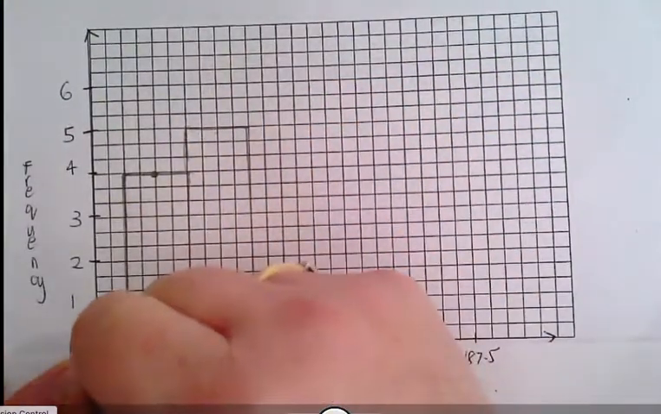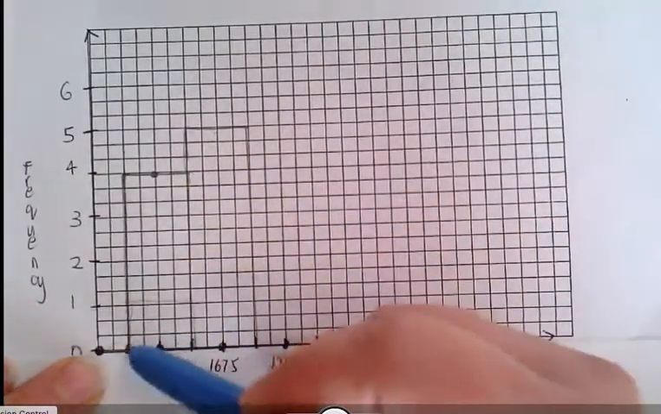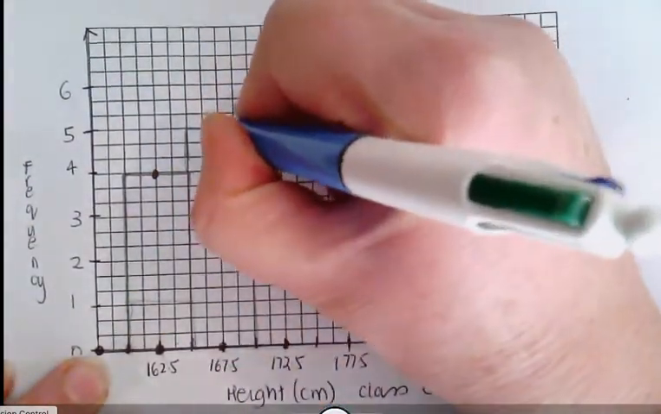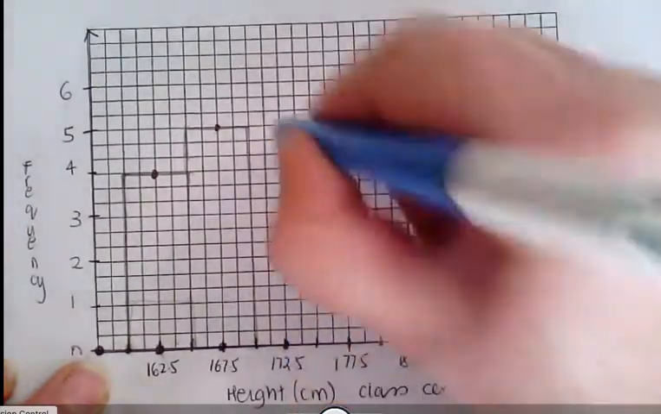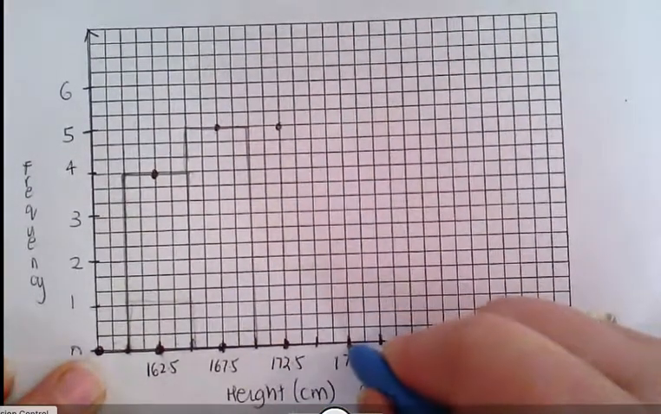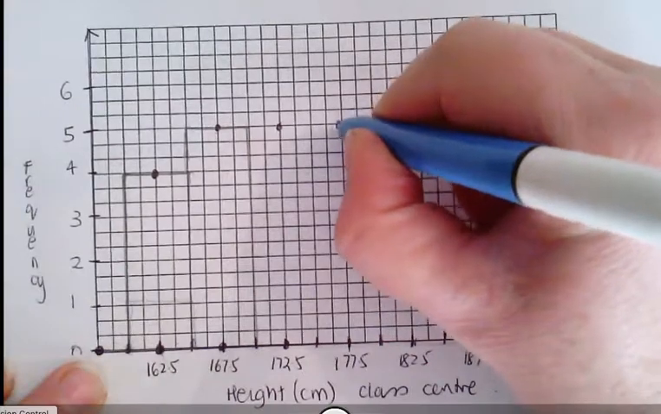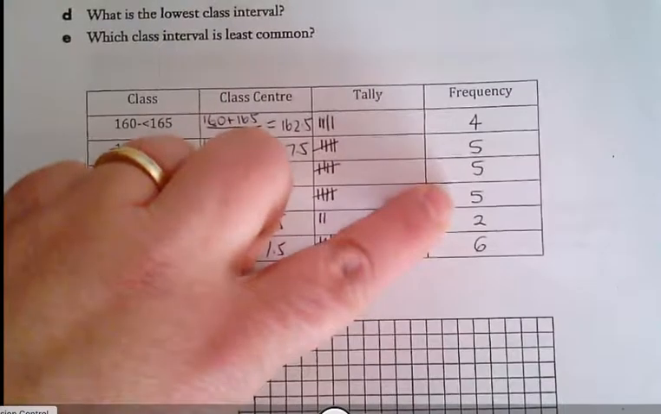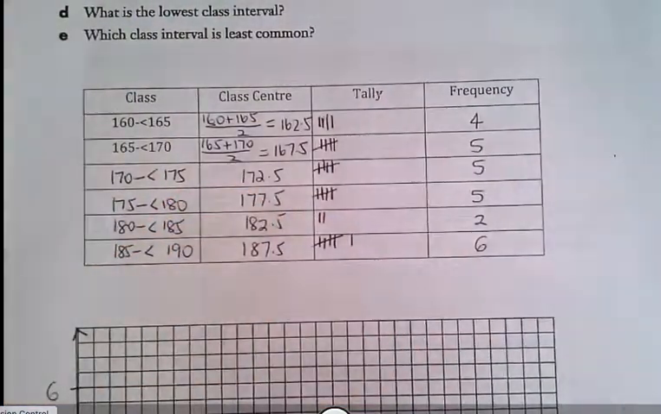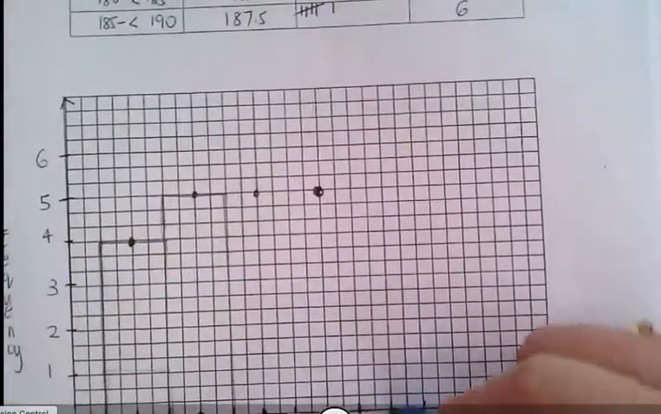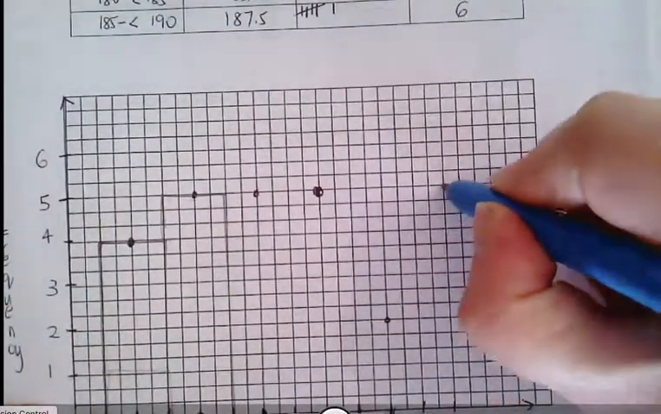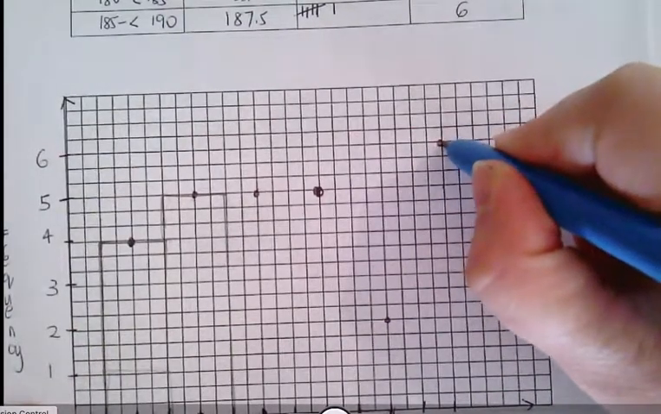So remember, we start in the bottom corner. If that was the histogram, it is half a column gap from the beginning. Then we've got a frequency of 4. Then a frequency of 5 for class center 167.5. Then a frequency again of 5 for 172.5. Another frequency of 5 for 177.5. Then a frequency of 2 for 182.5. And a frequency of 6 for this last one.